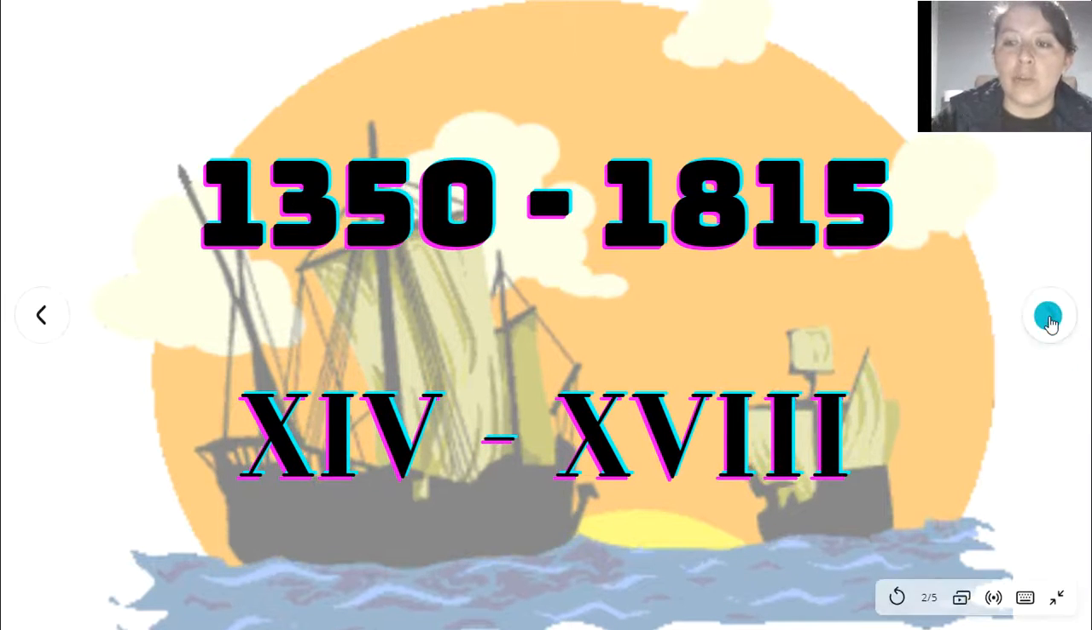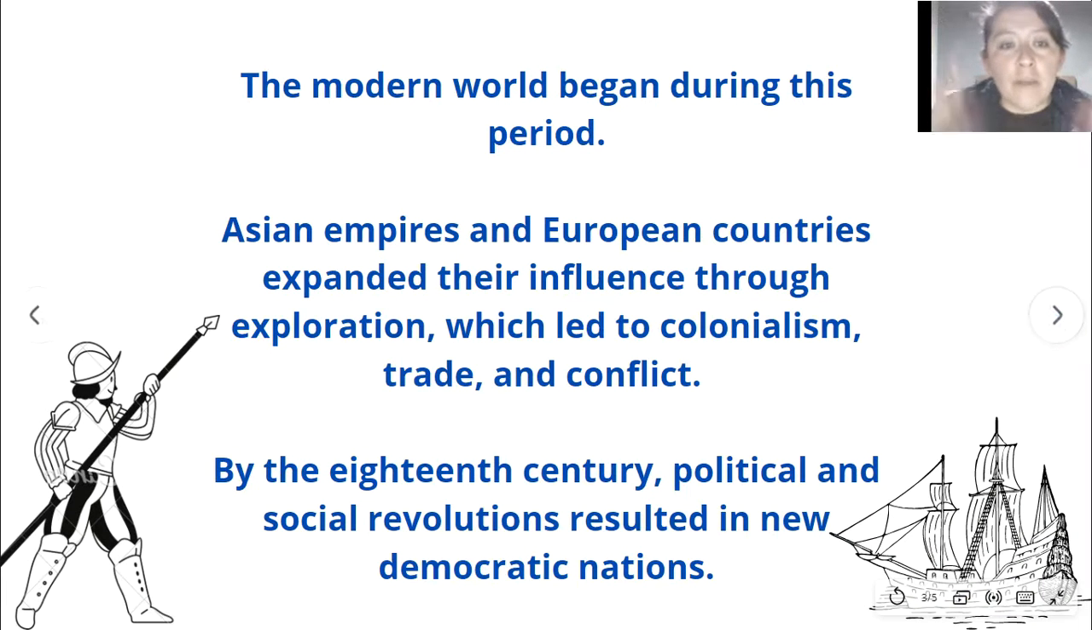So let's see what the main ideas are that we have to understand. First, the modern world began during this period, as I just mentioned before, and in this historical background, the Asian empires and the European countries expanded their influence through exploration, which led to the idea of creating colonies and the development of international trading, but at the same time it became a conflict between empires. So finally, by the 18th century, this political and social revolution was the beginning of democratic nations.